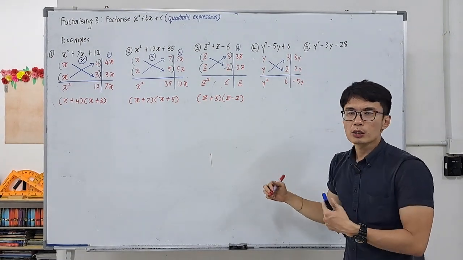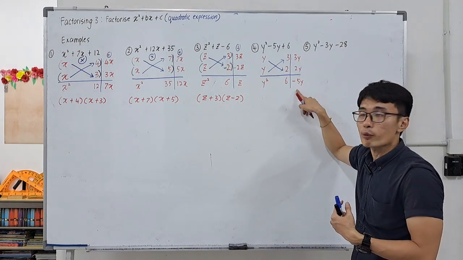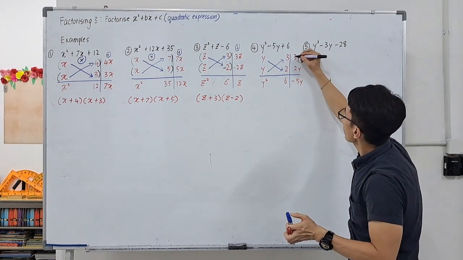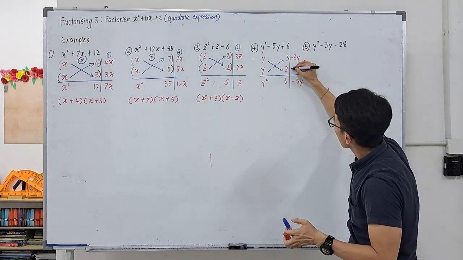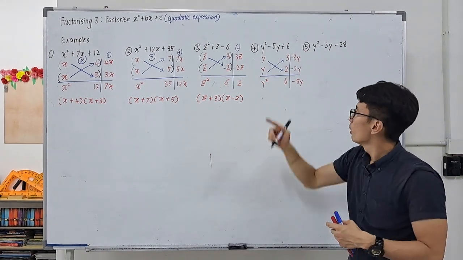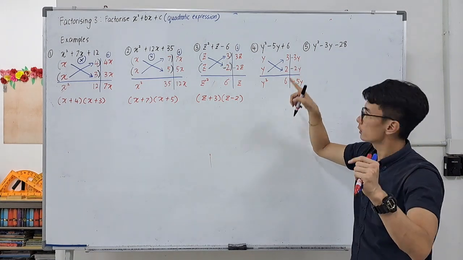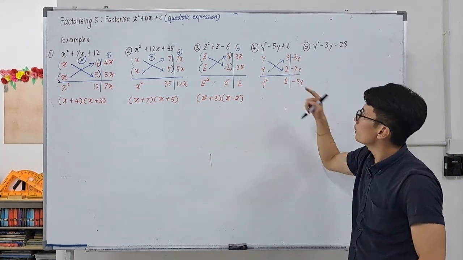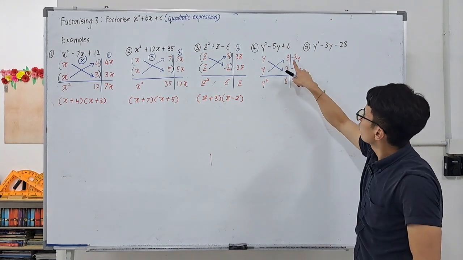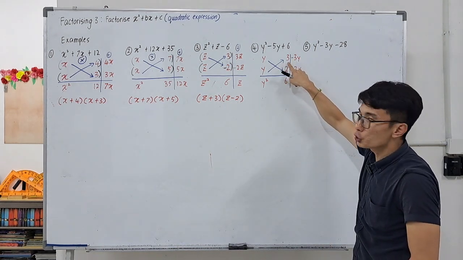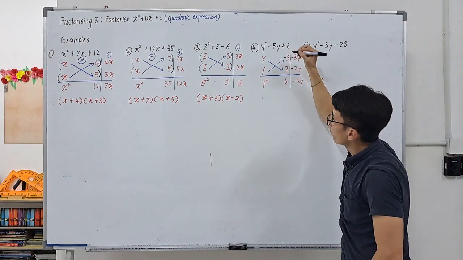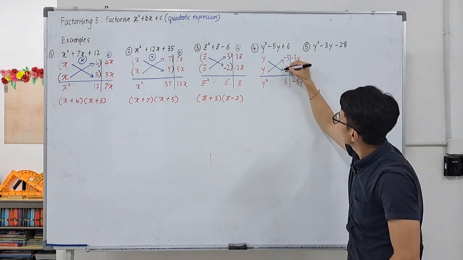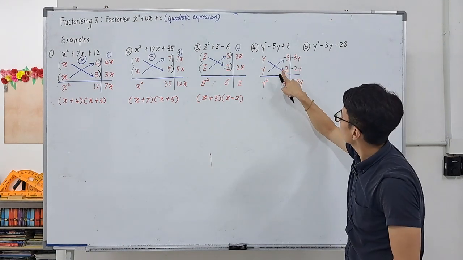So in order for me to get negative 5y, what do I have to do with these two numbers? I should add a negative here and a negative here, right? So negative 3y plus negative 2y should give me this. So if I put a negative over here, this 3 should be negative as well, and this 2 should also be negative, correct or not?